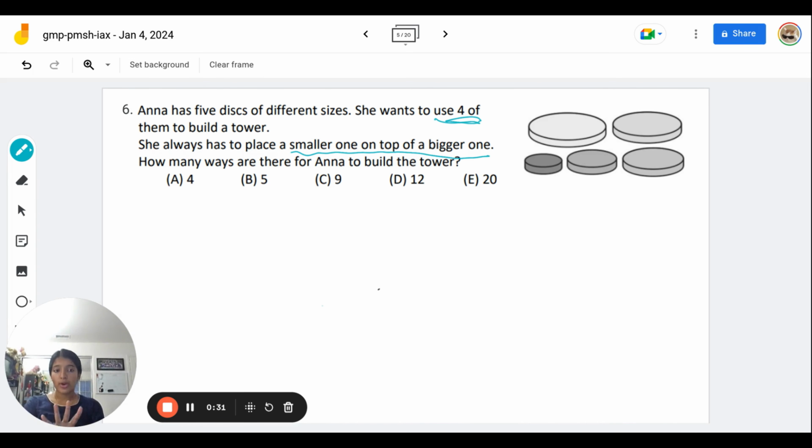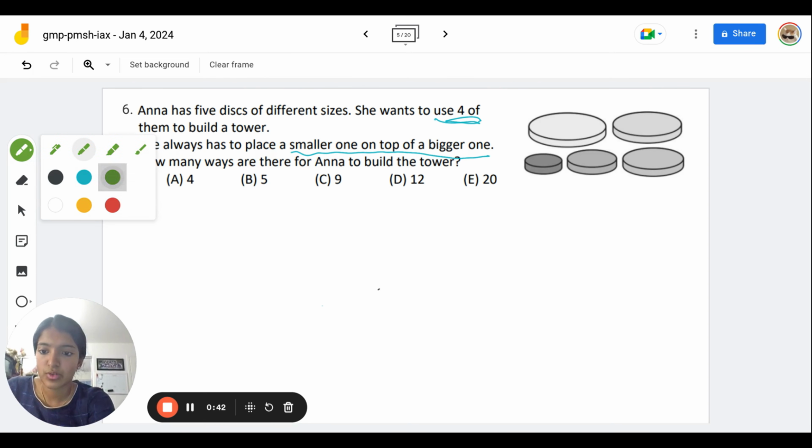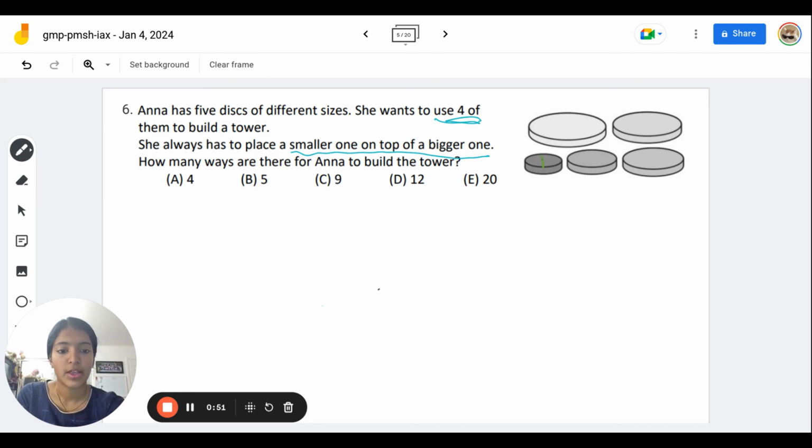So if she uses 4 of the discs, one of them will be skipped. And as long as we go in ascending order, it should be fine. So one way to do this problem is, I'm going to choose green. I'm going to give all the numbers to these discs. Green's not a good idea. I'll choose black. 1, 2, 3, 4, and 5. So we see all of these discs, and to have them in ascending order, all we need to do is just skip 1. So we could have 1, 2, 3, 4, where we skip 5.